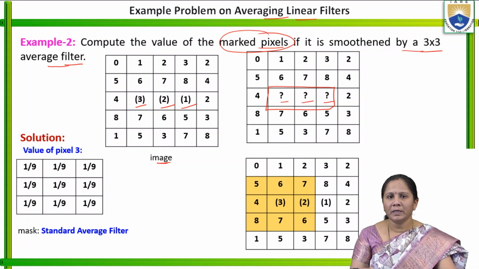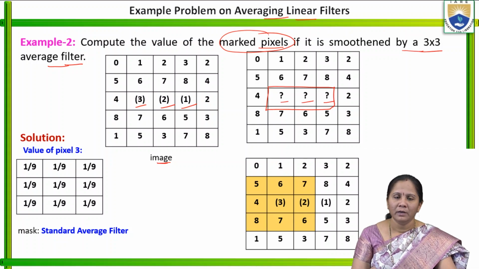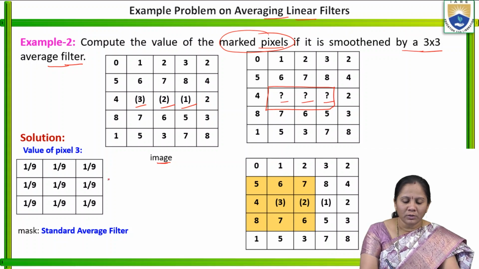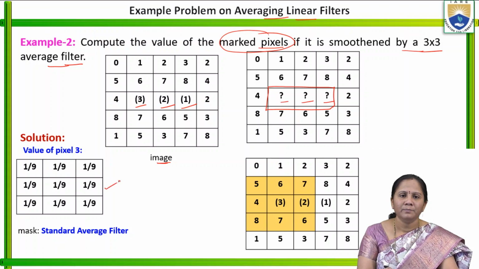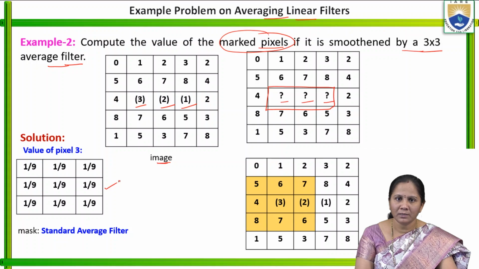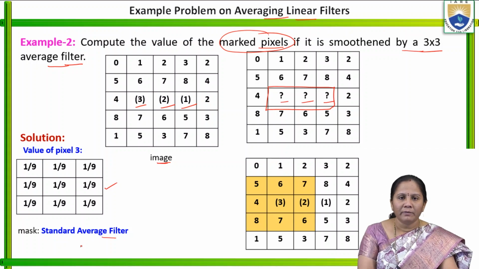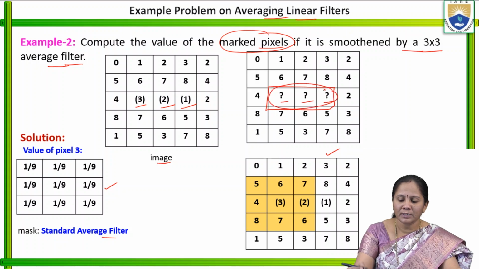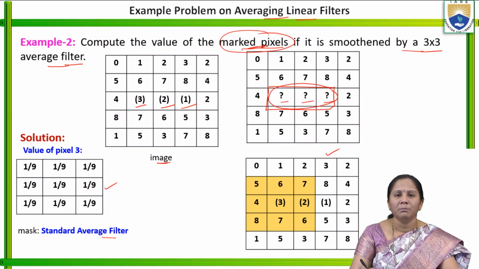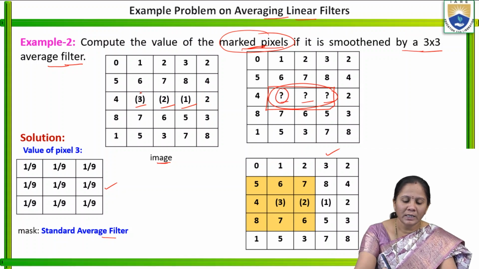So by default we will consider the standard average filter where all its weights will be 1, which is multiplied with 1/9. So that is why here we have taken the standard average filter mask, what we have seen in the previous problem. So this is the standard average mask we have taken, and we are going to apply that on the given input image in order to find these marked pixel values. So the marked pixel value here is 3.